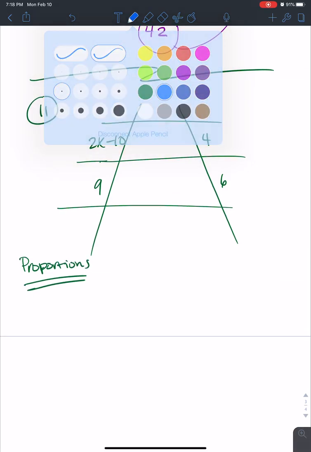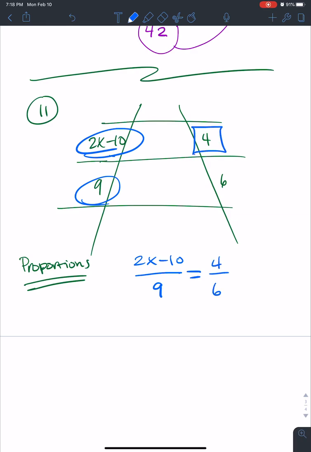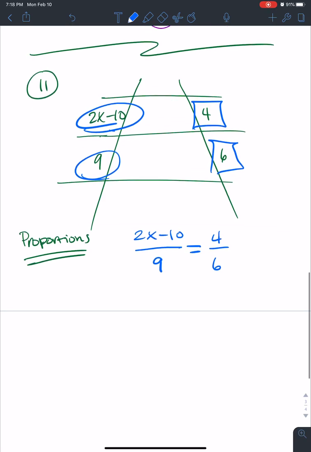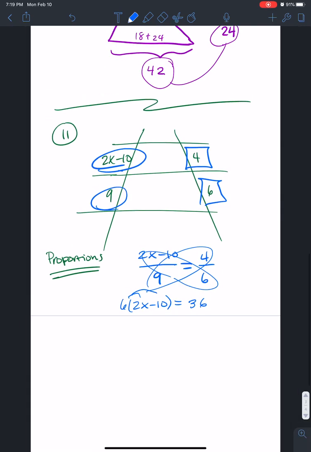If you're confused or maybe you just want to guess, you should set up a proportion. 2x minus 10 over 9. That looks like a good ratio. Equals 4 over 6. Ta-da! And then you solve. Cross multiply. Make sure you're distributing. I'm not going to do all of this algebra. You can do algebra. 9 times 4 is 36. Distribute the 6. Keep going.